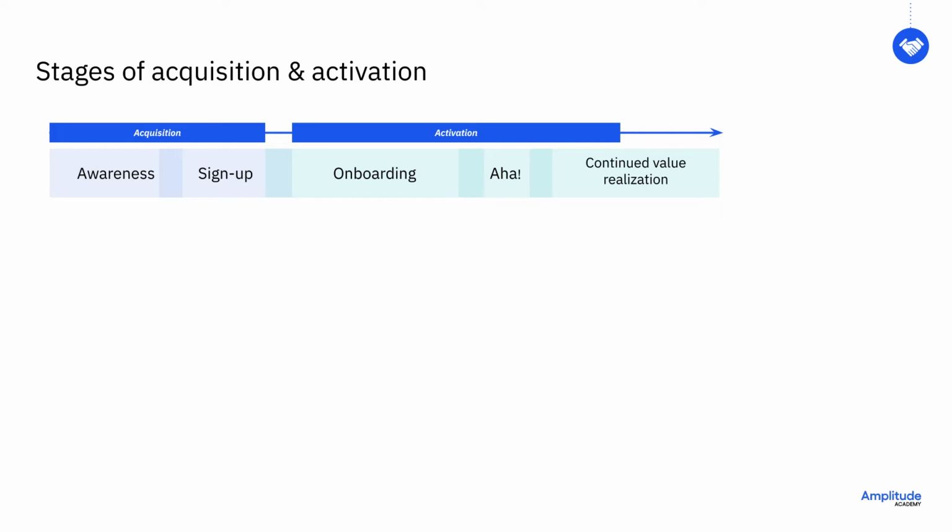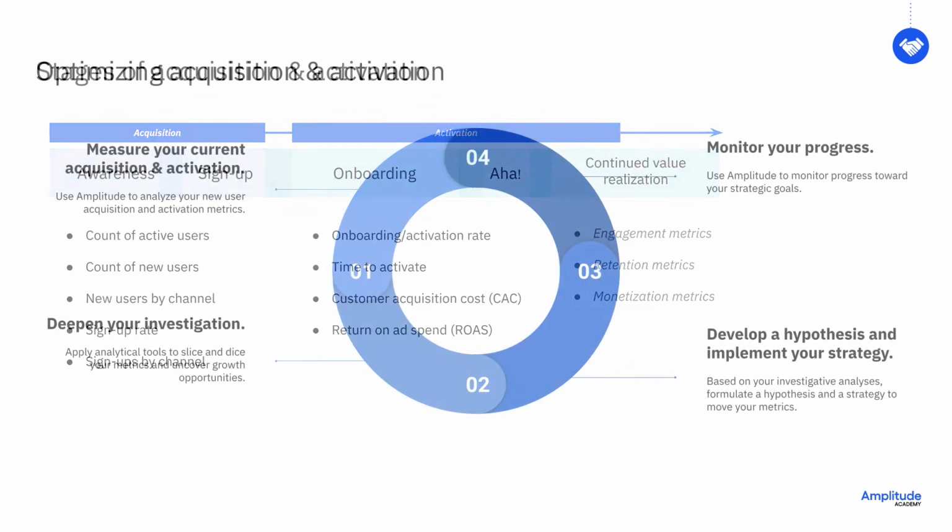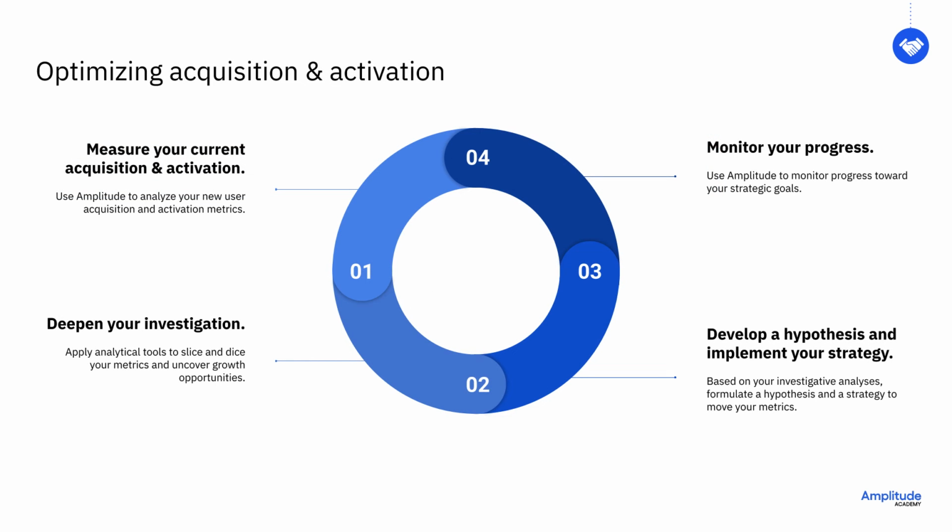product. At each step of the customer journey, you can leverage Amplitude to measure the metrics that matter for your acquisition and activation, and investigate the user behaviors behind them. This course will introduce you to a strategic loop you can use to optimize your acquisition and activation strategy.